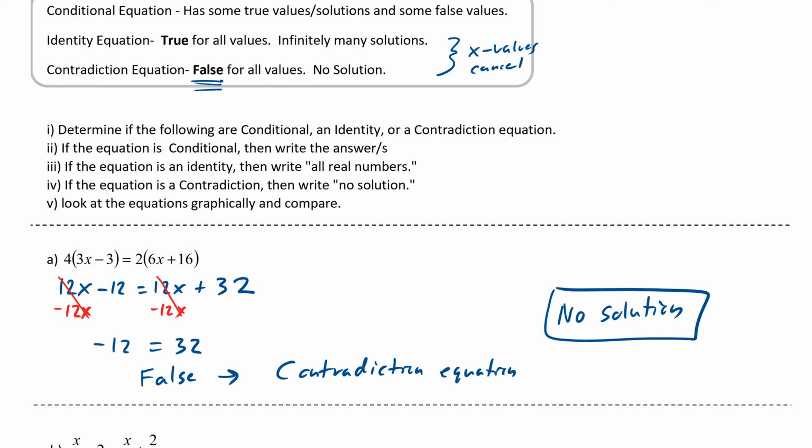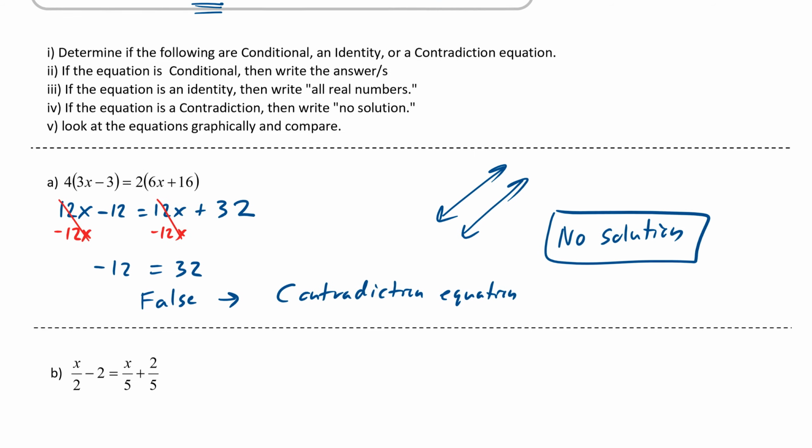This is what happens too if you try to graph these two: they won't intersect. In fact, these two are both lines, and they would both come out to be parallel. They would never intersect. So no solution. All right, let's try another. So that's one of them.